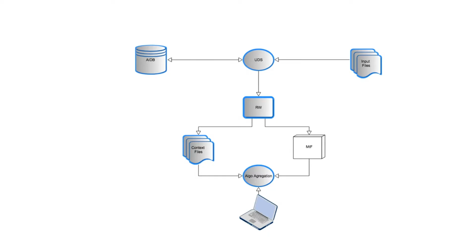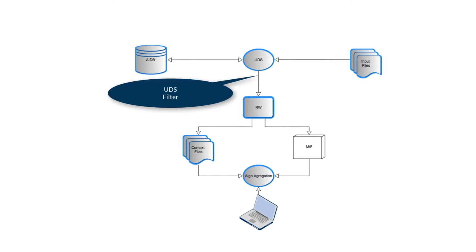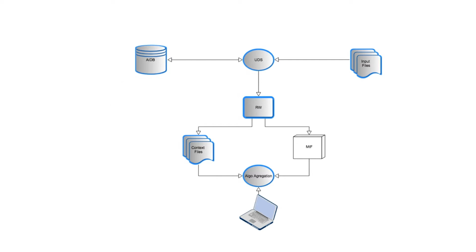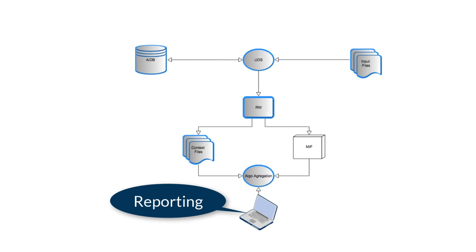First, let's have a look at how the data flow in a batch without the Datamart. Input files are loaded into the Algo input database through the UDS loader. During the load, a mapping is applied. Then, a UDS filter is used to export the data out of IDB into RiskWatch. RiskWatch receives the data in the same way that it's stored in the database. The data is then used for simulation, and RiskWatch exports an MTF cube and some context files. MTF cubes and context files are then used by an aggregator in order to produce reports.